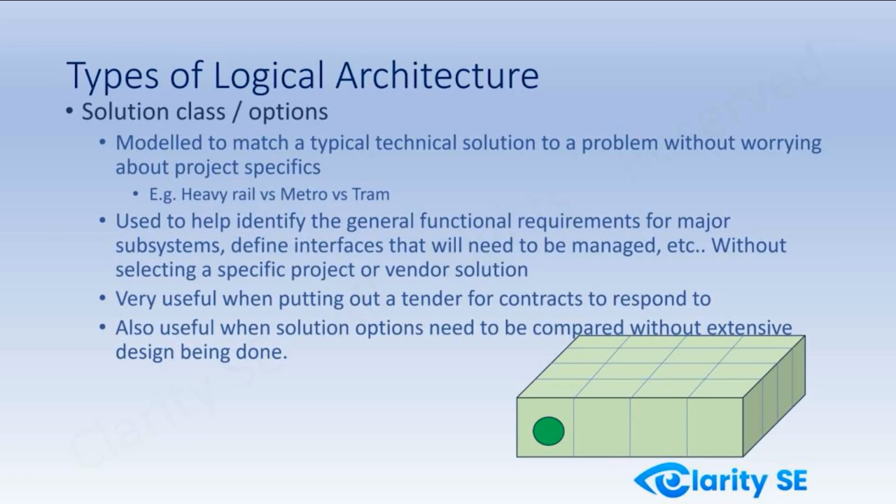This is what we do if we are trying to potentially compare different solution classes. So one example might be heavy rail versus metro. Another example might be raw radar versus GPS to track the location of an aircraft. So fundamentally different solution classes there.